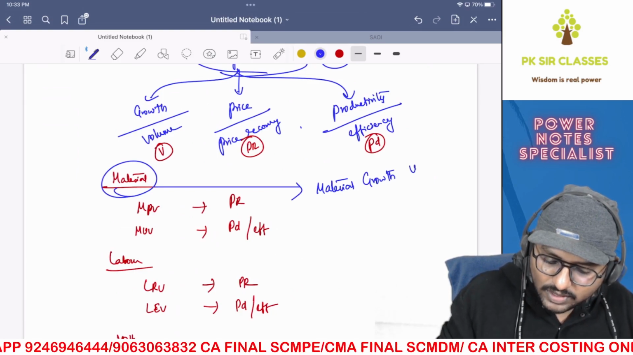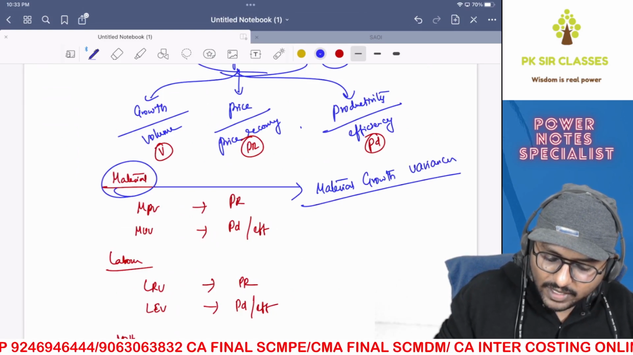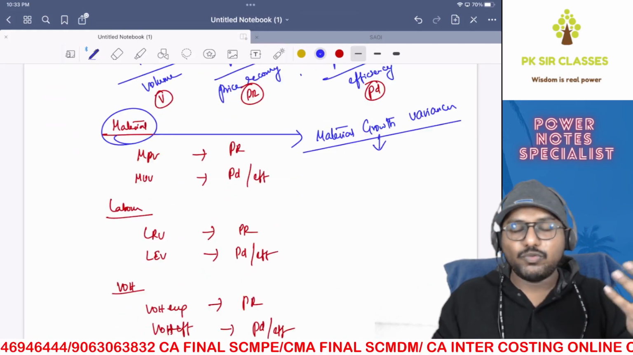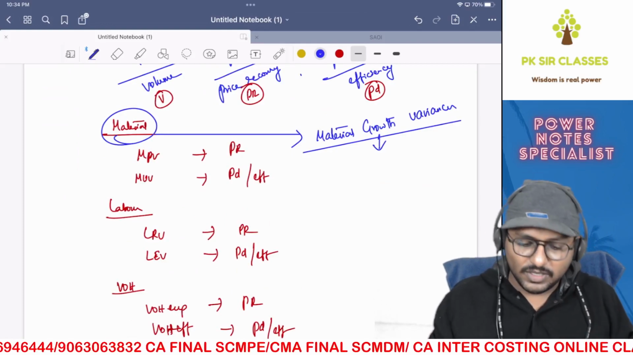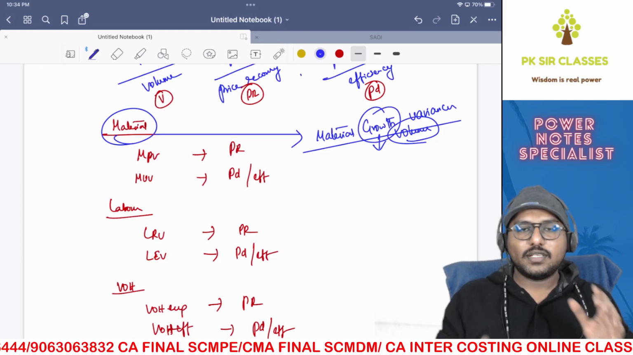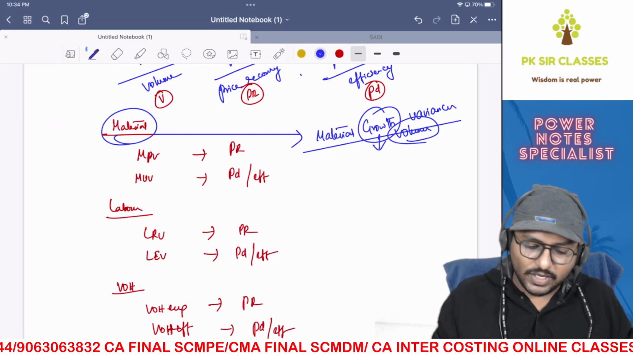The moment you see this, you should not get terrified. Sir, what is this material growth variance? Sir, we haven't seen it so far. It's new for us. It's not new. Little bit of common sense. Growth is nothing but volume. So when I say material volume variance, change in volume is nothing but material volume variance.